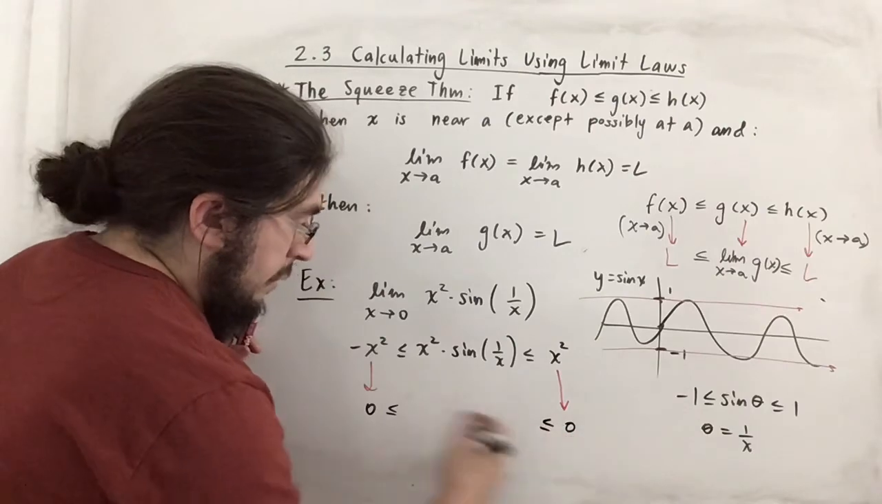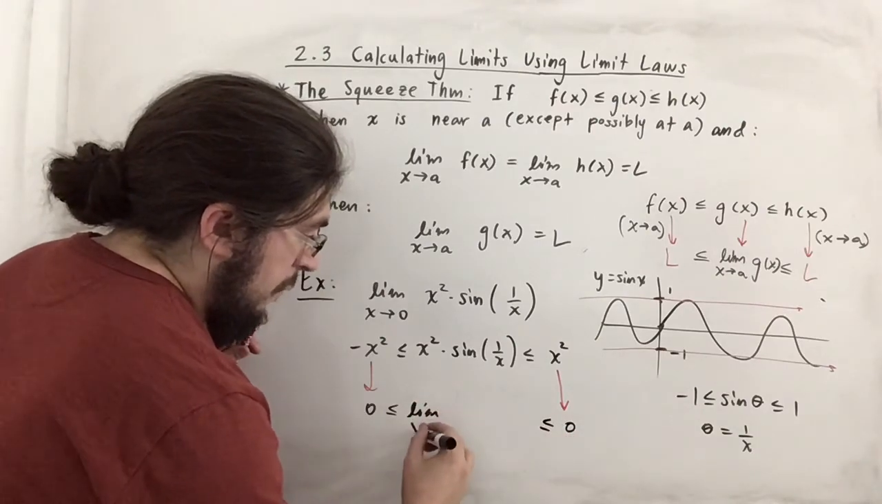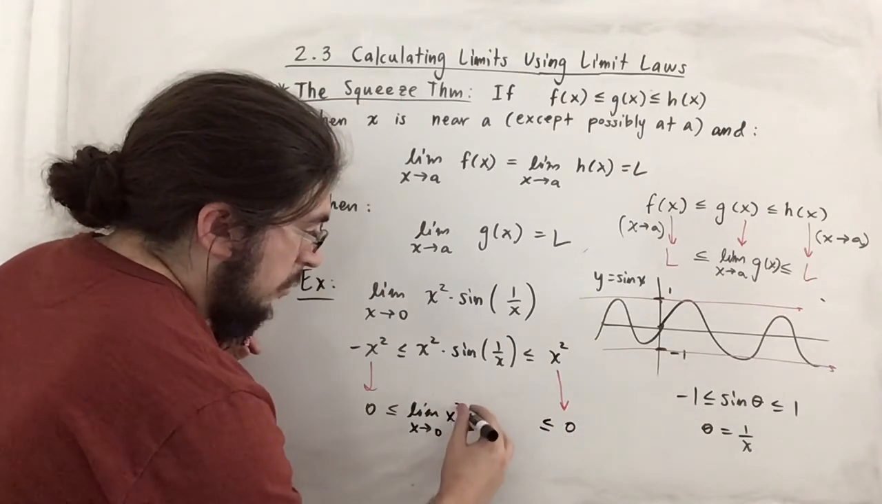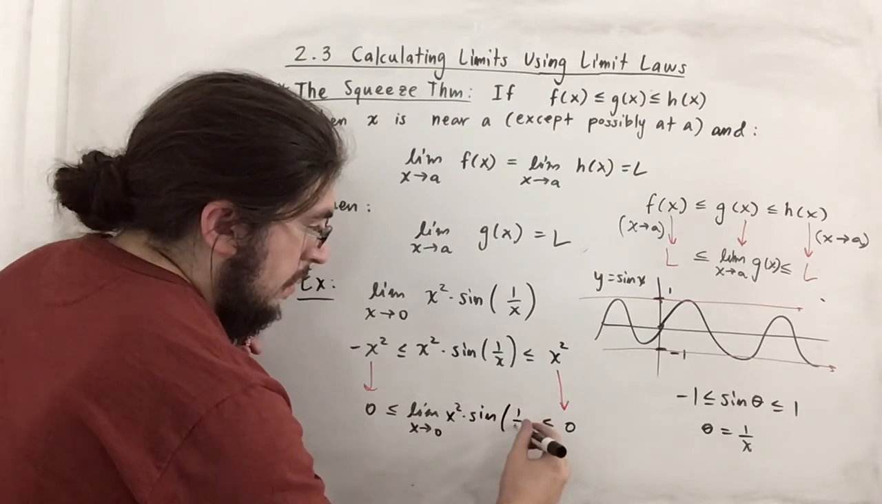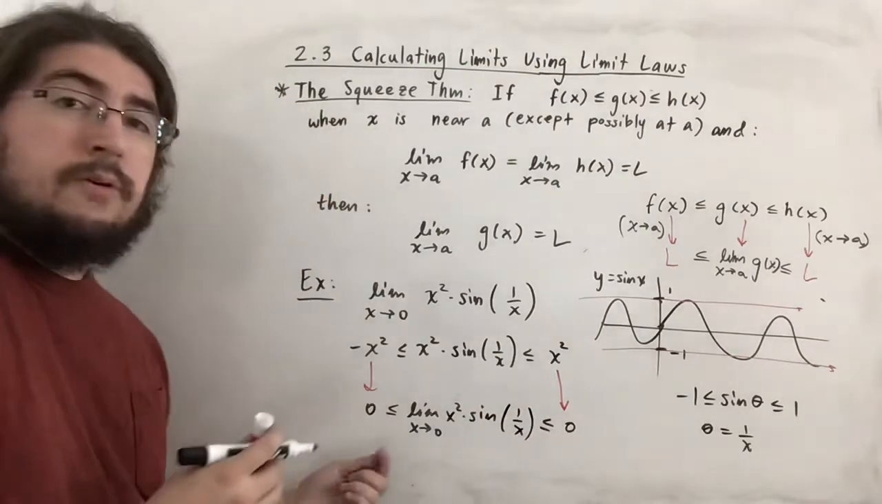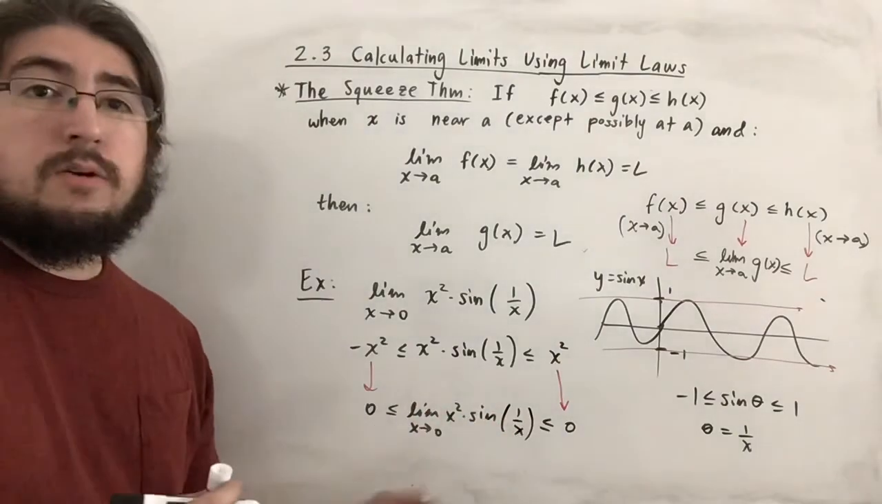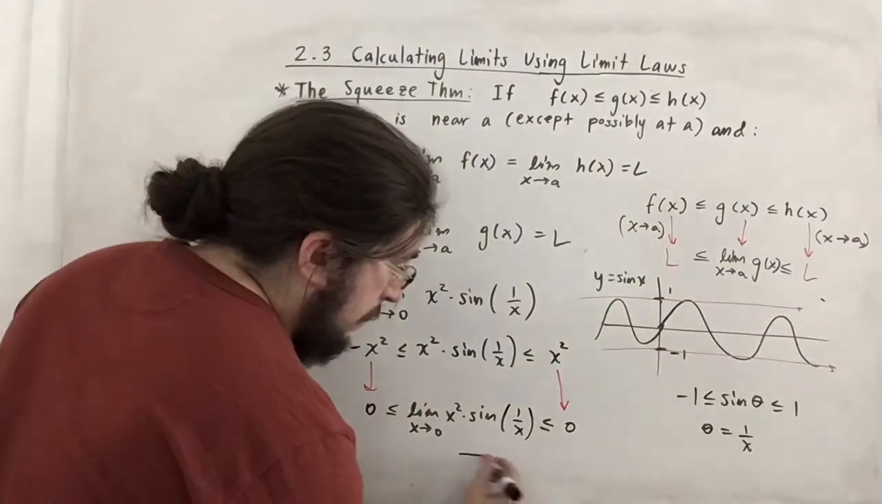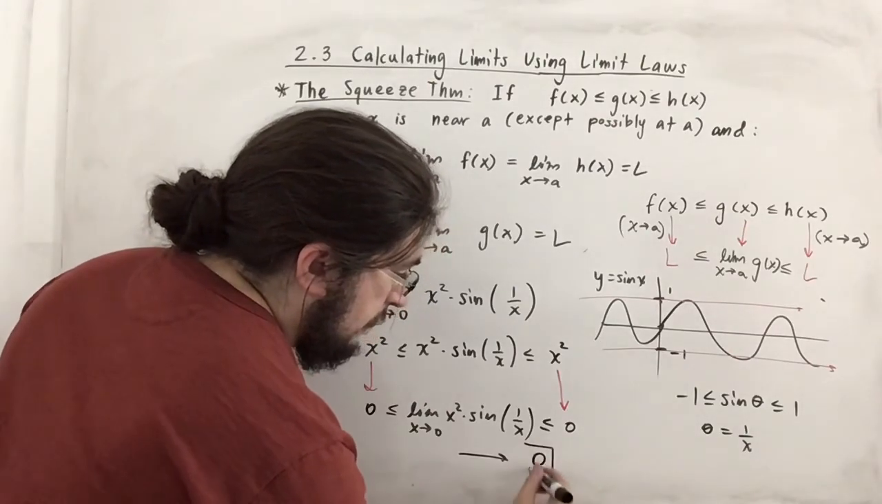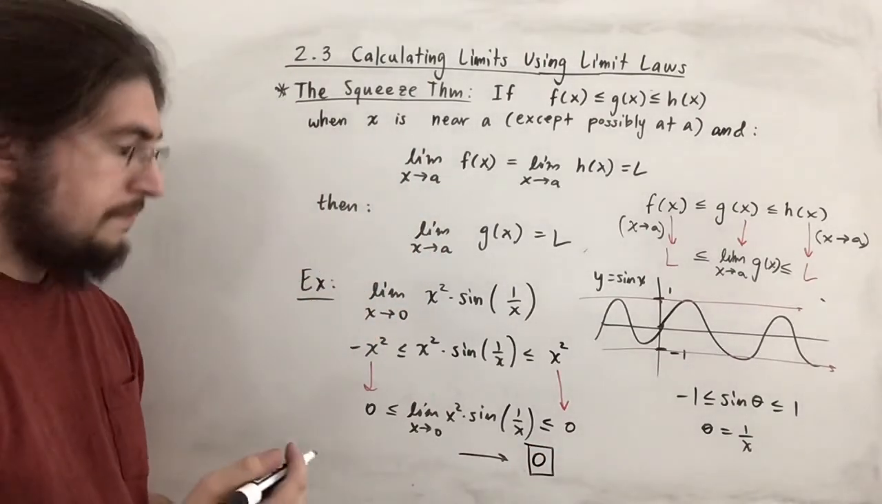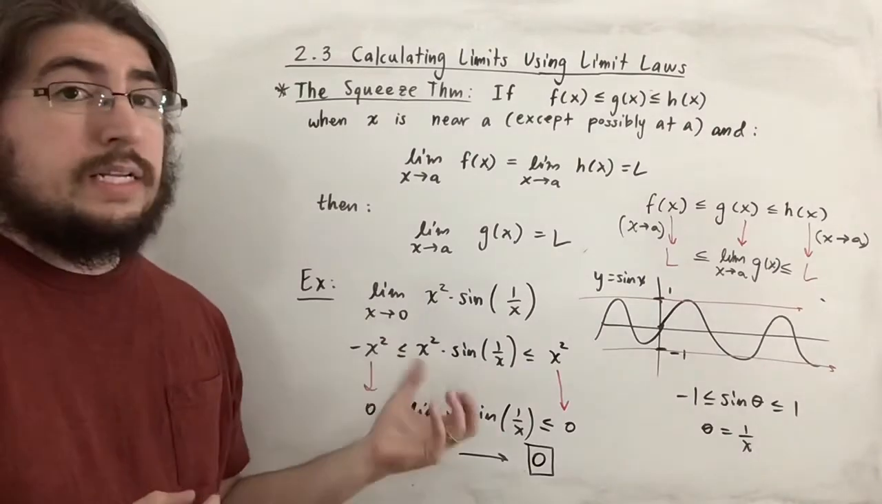So what does that mean? That means the limit as x goes to 0 of x squared times sine of 1 over x has to be less than or equal to 0 and bigger than or equal to 0 as well. So this implies by the Squeeze Theorem that the limit is equal to 0. Awesome. Great, so that was a really good example of the Squeeze Theorem.